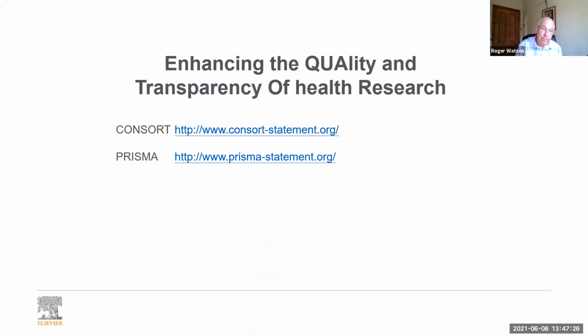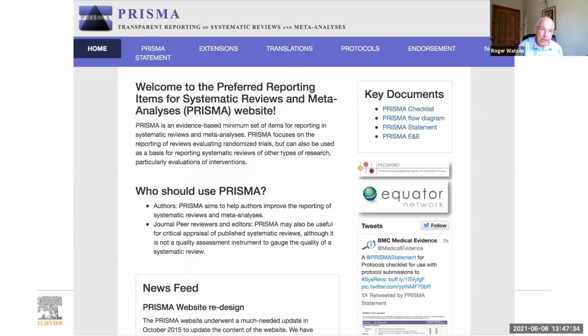Next, I want to talk after CONSORT about PRISMA guidance. Those of you who are systematic reviewers will understand that PRISMA is about the transparent reporting of systematic reviews and meta-analysis. Again, there's a checklist and a flow diagram. The web page looks very similar. It's the same organization that produces these, and you can see there that it also mentions that it's part of the EQUATOR Network.